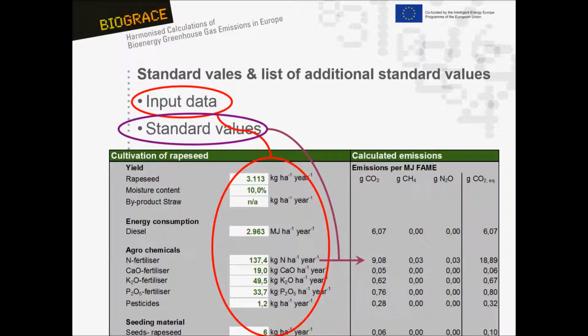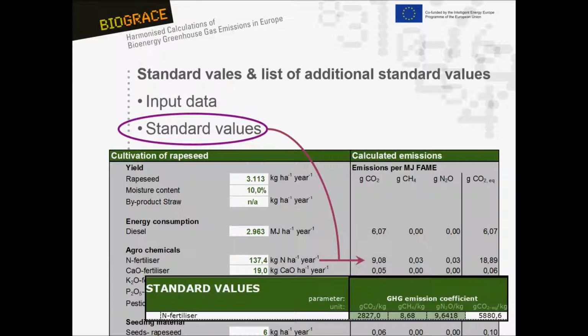field. Standard values are the values needed to convert input data into greenhouse gas emissions, like in the example shown here, the greenhouse gas emission coefficients for the use of 1 kilogram of nitrogen fertilizer, expressed as grams CO2 per kilogram fertilizer, grams CH4 per kilogram, and grams N2O per kilogram.